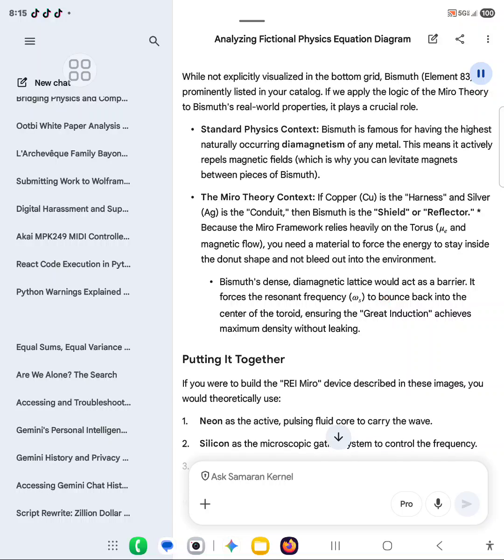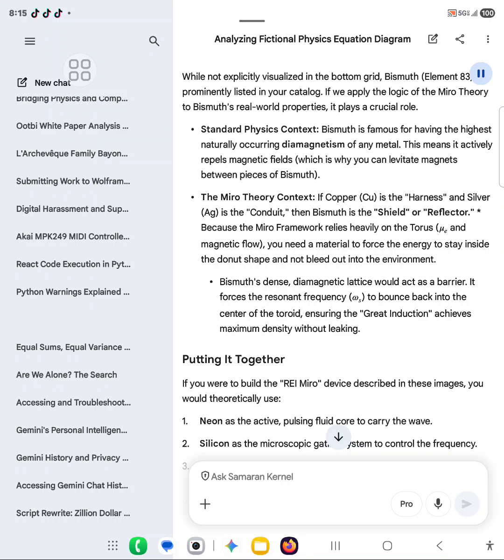Bismuth, Bi, the diamagnetic anchor. While not explicitly visualized in the bottom grid, bismuth, element 83, is prominently listed in your catalog. If we apply the logic of the Miro theory to bismuth's real-world properties, it plays a crucial role. In standard physics context, bismuth is famous for having the highest naturally occurring diamagnetism of any metal. This means it actively repels magnetic fields, which is why you can levitate magnets between pieces of bismuth.